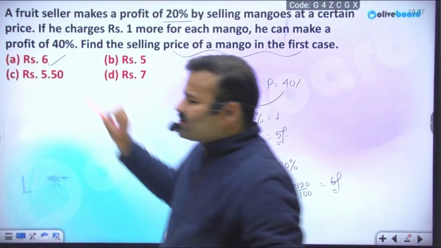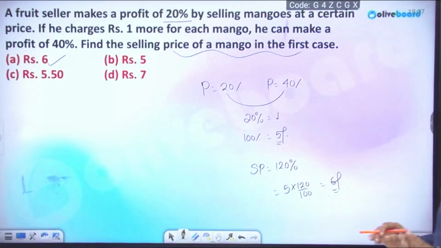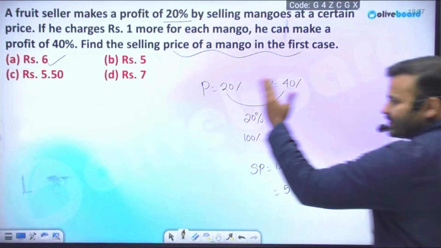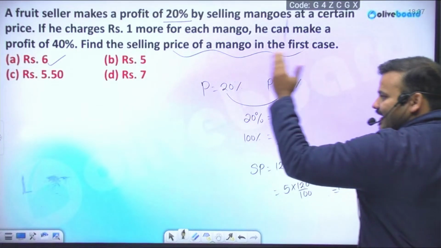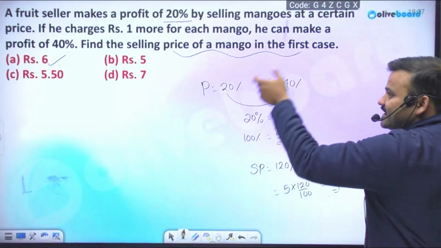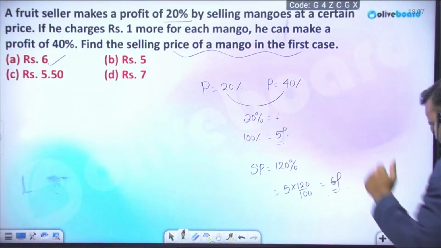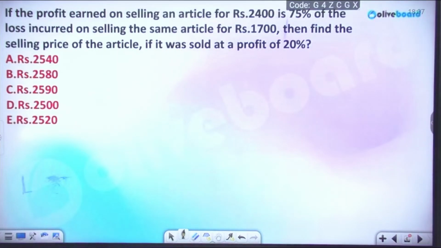So only these 2 questions were the basic questions in this file. So the profit percent changes from 20 to 40. It increases by 20%, because of the resultant change in selling price. 20% is equivalent to 1, 100% will be 5, so 120% is 6. Now solve this.